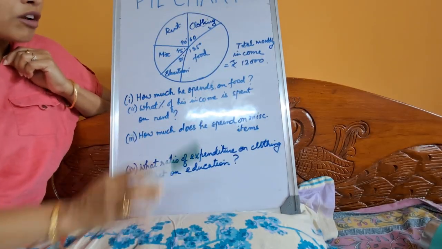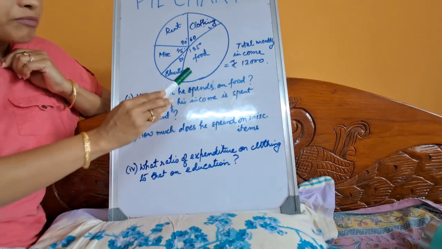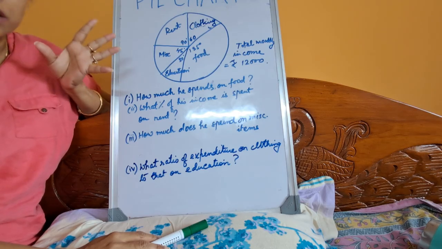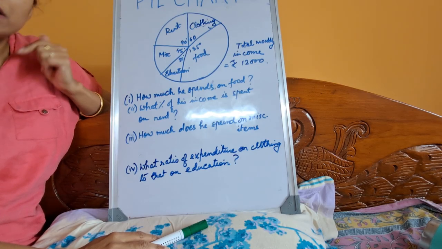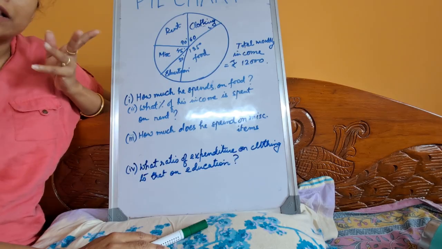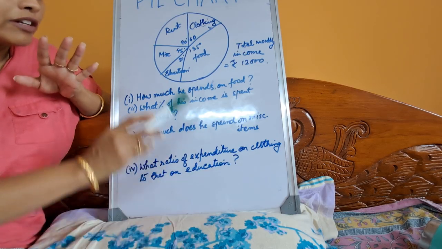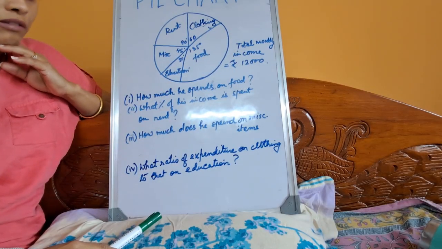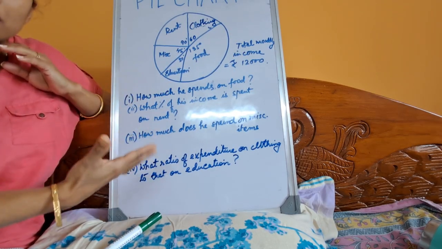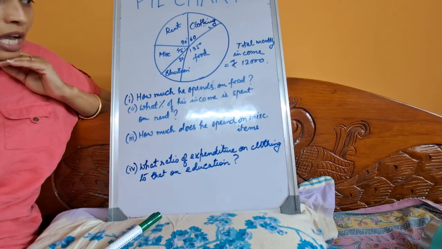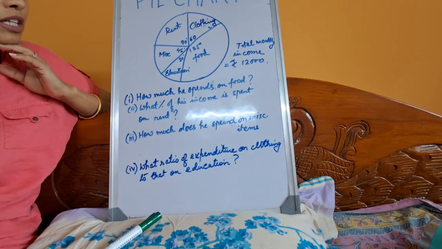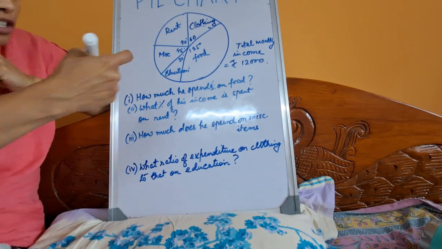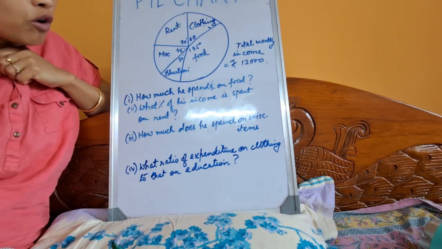This sum has already a pie chart given. It represents the monthly income of a person and the different expenditures that he makes. Very similar to the last sum, but there we had to represent a pie chart, here we already have it given. The total monthly income is also given, which is 12,000. They want us to answer a few questions. First one is how much he spends on food. On food is 135 degree, right? The pie chart shows 135 degree on food.